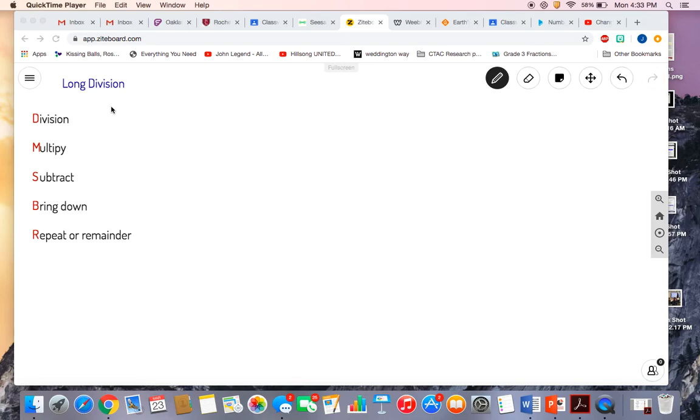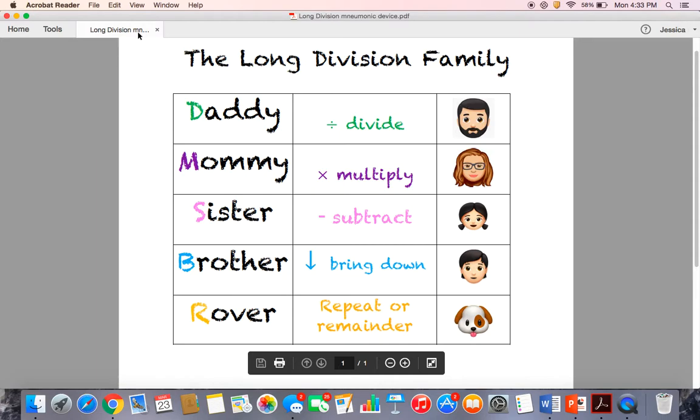So for long division, I have a mnemonic device that I made in this table that I will also post on our Google Classroom. So this is the long division family. We have Daddy, Mommy, sister, brother, and our dog Rover. So for D, we have divide. For M, we have multiply. For S, we have subtract. For B, we have bring down. And for R, we have repeat or our remainder.